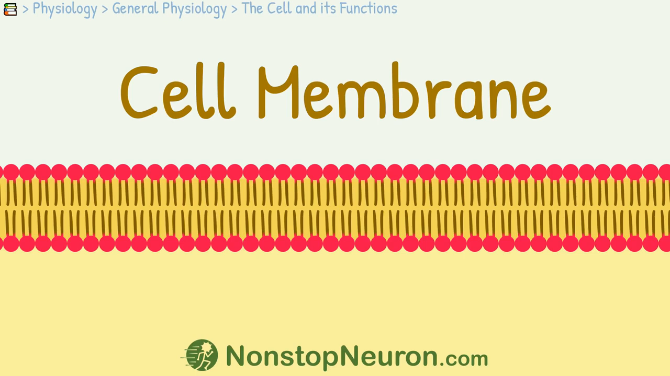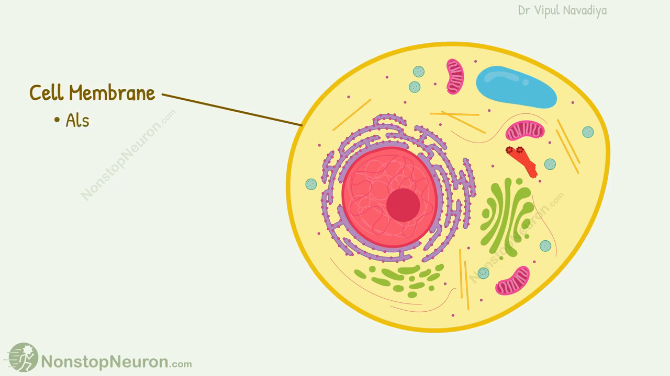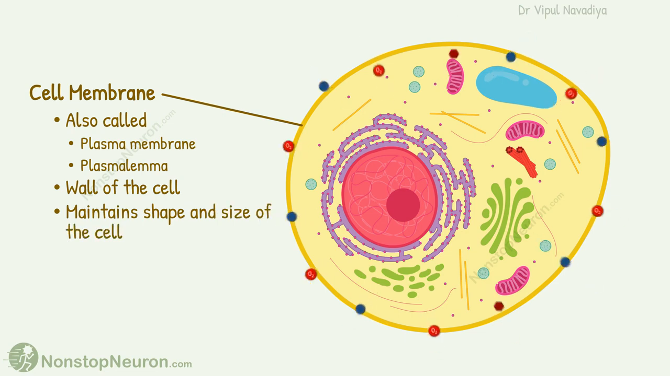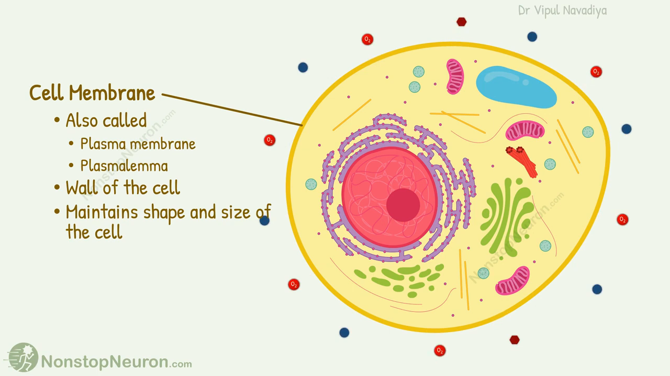In this video, we will talk about cell membrane. The cell membrane is also called the plasma membrane, or plasmalemma. It makes the outer protective wall of the cell. It maintains the shape and size of the cell. And obviously, any exchange between the inside and outside of the cell happens through the cell membrane only.